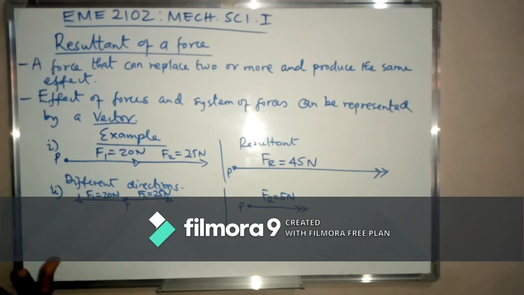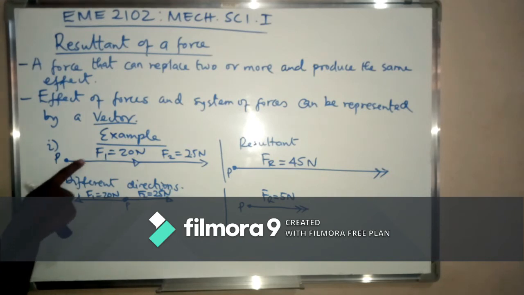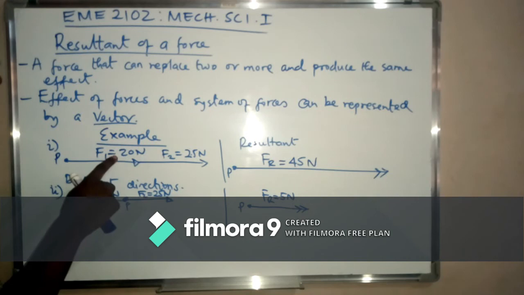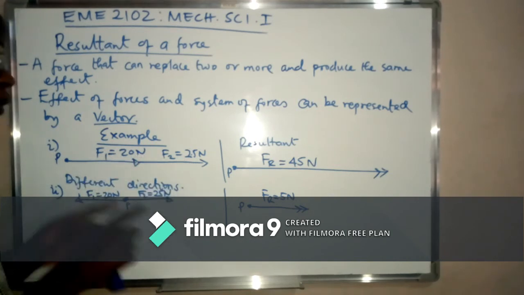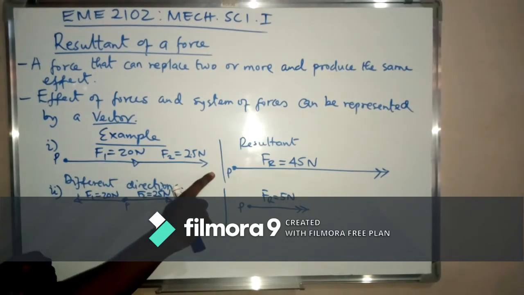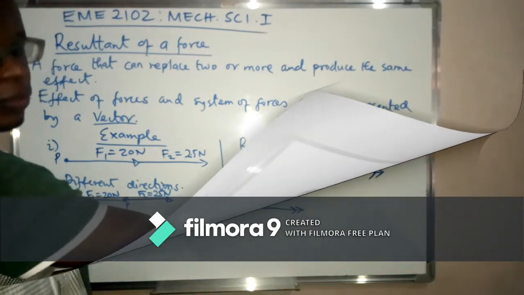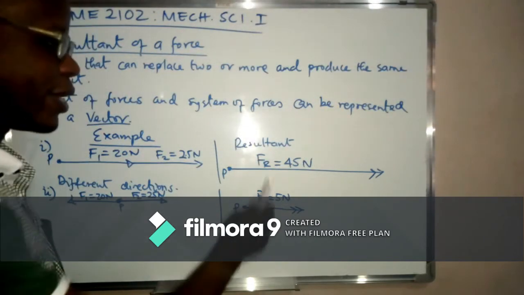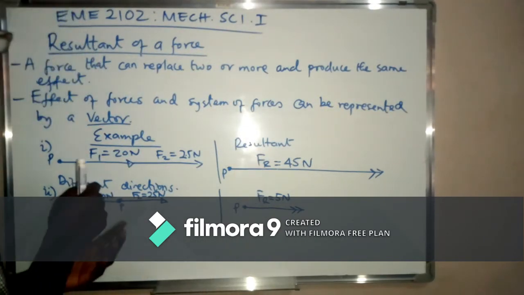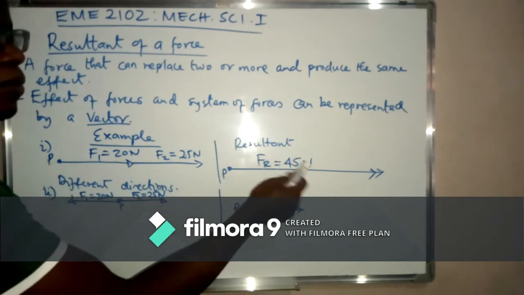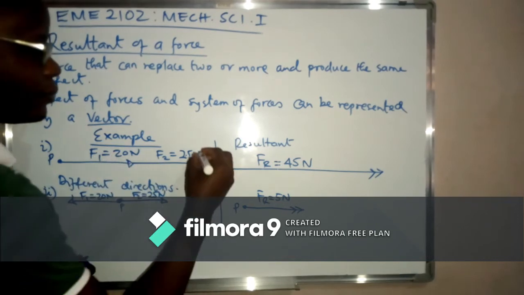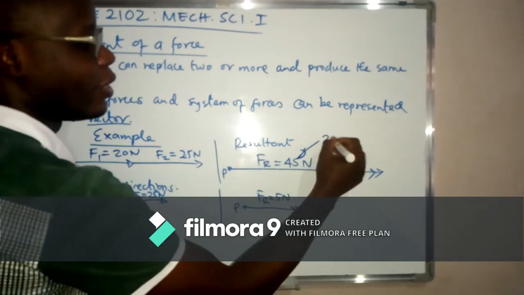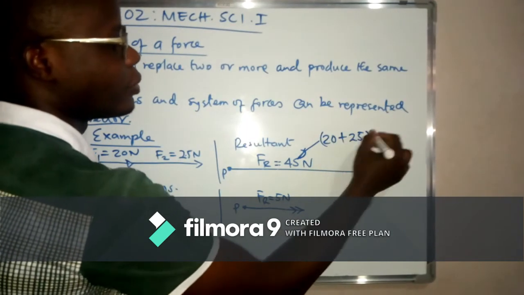So now we can get the resultant of forces acting at point P. We have two forces, F1 and F2. F1 is 20 newtons, and F2 is 25 newtons. Now they are acting in the same direction, so this will be the resultant force. The resultant of a force is represented by Fr. In this case, we have the magnitude to be 45 newtons, because we are adding 20 plus 25.